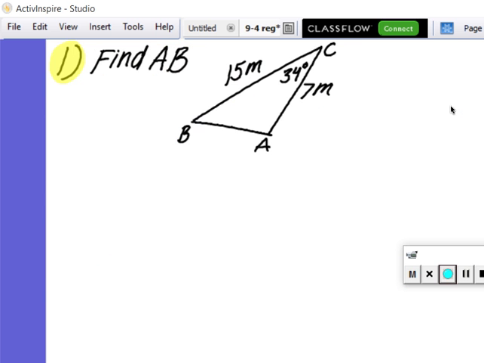Here we go. Number one, it says find side AB. So I'll just put an X there.